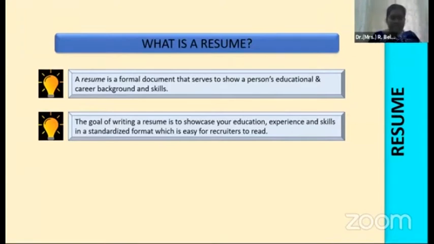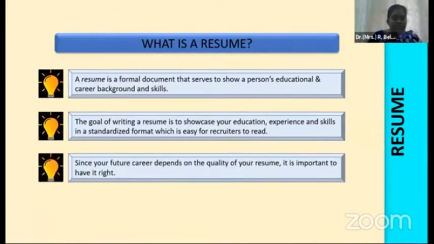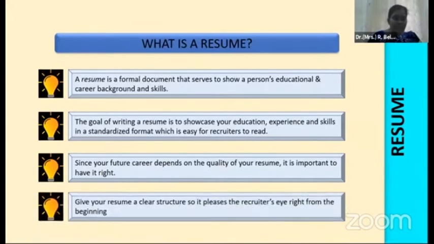He has this eligibility which I need. Yes, he has this skill which I need. Yes, he knows this language which I need. So it is easy for the recruiters to read. Since your future career depends on the quality of your resume, it is important to have it right. I will show you a few resumes and you will see the difference between a good resume and a bad resume.